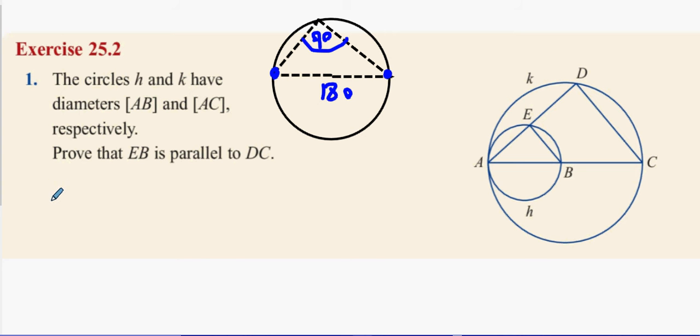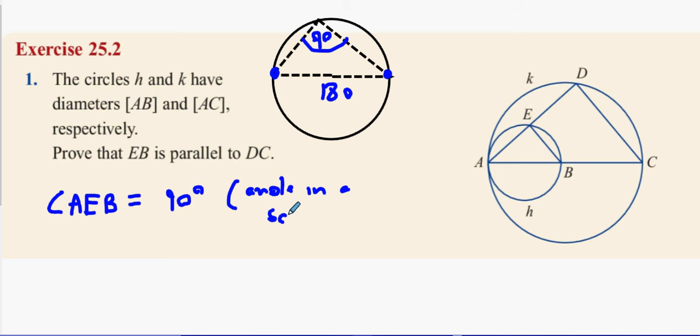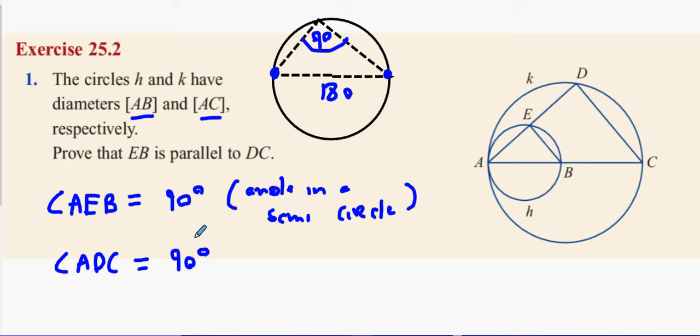So, angle AEB. What do you think AEB is? Reason? Angle in a semicircle. Any other ones that are 90 degrees? ADC. Does everybody see ADC is also in a semicircle? And it also specifies that the diameter is at the start of the question, doesn't it? I'm just writing down my reasons, making sure everything's above board.